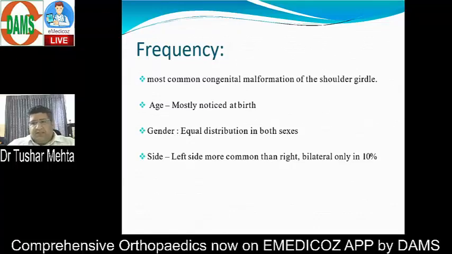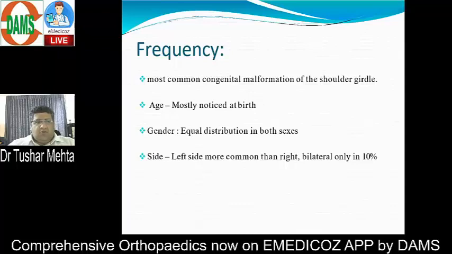Age of presentation, I will not say that there is a particular age of presentation, since most of the deformities are noticed at the time of birth. The child is born, and it is usually noticed by that time. Gender distribution, there is no literature to mention who is more involved. So it is kind of an equal distribution, but yes, unilaterality is way more common as compared to bilaterality. I would say that bilaterality is very rare.